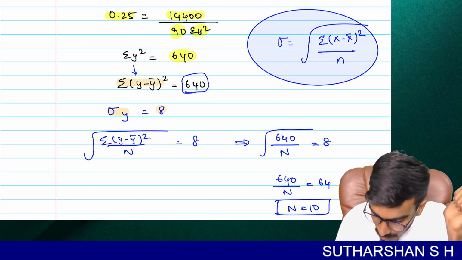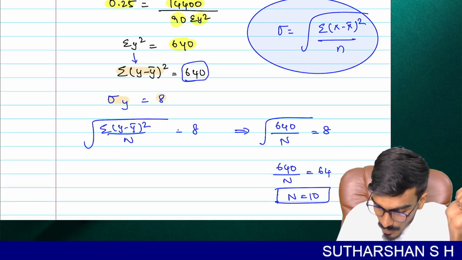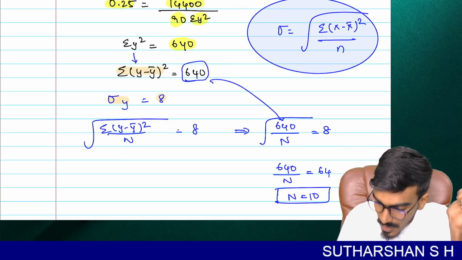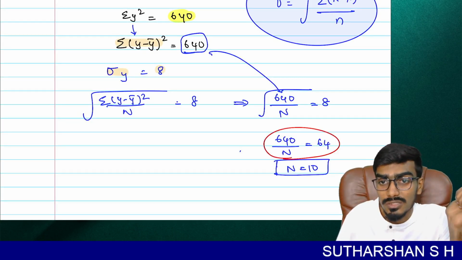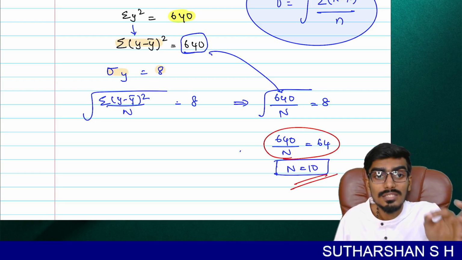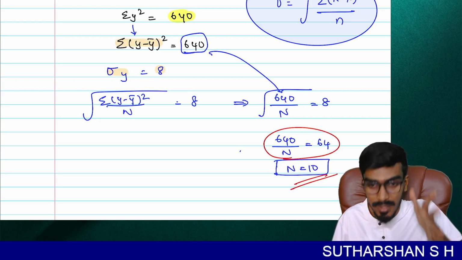Now just do a cross multiplication. 640 has been substituted. Then if you do squaring on both sides or cancelling the roots, you get 640 by n is equal to 64, n is equal to 10. That's how we have completed that.